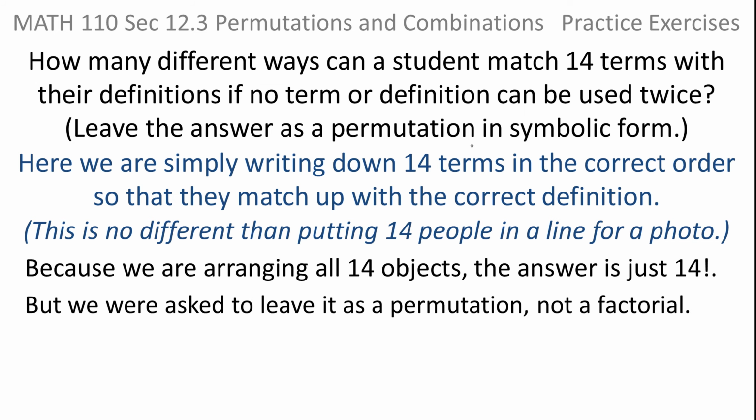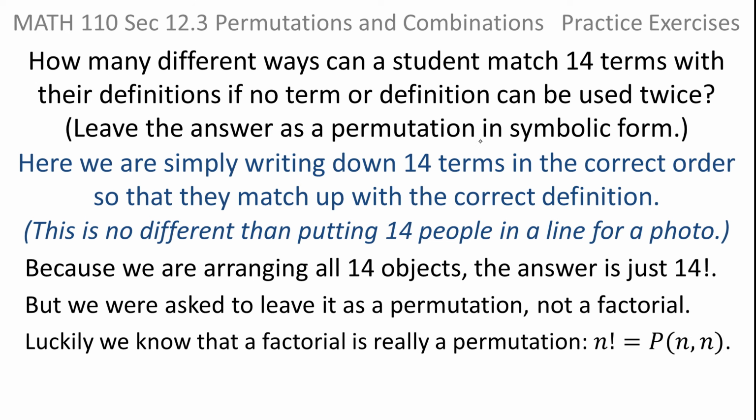Problem is, they ask us to leave the answer as a permutation, not a factorial, but that's not a big deal because we know that a factorial is a permutation. It's just you take all the objects. In other words, r and n are the same thing when you have a permutation. So rather than writing 14 factorial, they want us to write it as a permutation, and you simply write the same number twice.